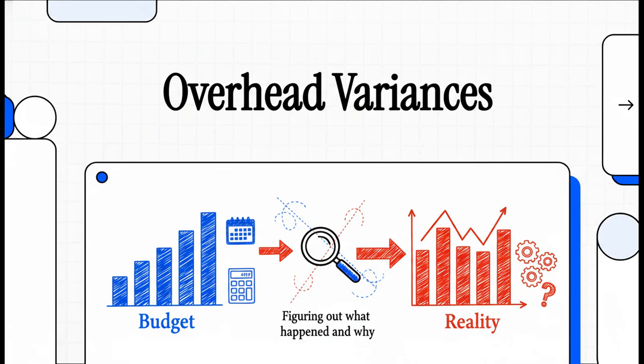You know that feeling? You create this perfect, beautiful budget, and then reality just laughs at it? Well, that gap between your plan and what actually happens is a massive headache for businesses. And it has a name: overhead variance. Today, we're going to put on our detective hats and figure out exactly what's causing this gap, and more importantly, what we can actually do about it.